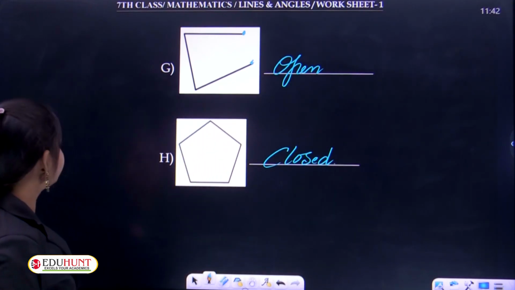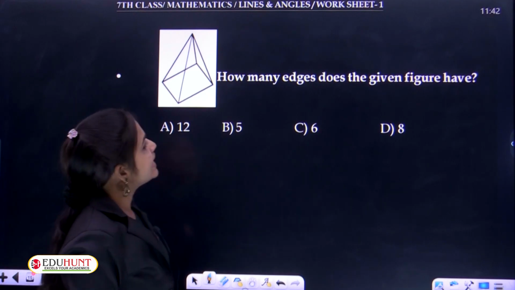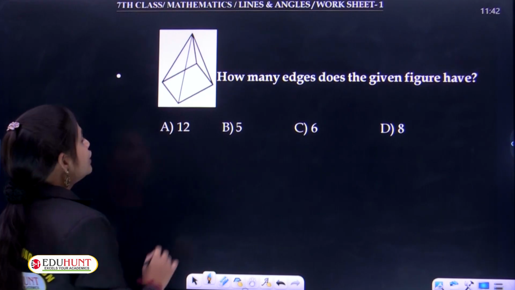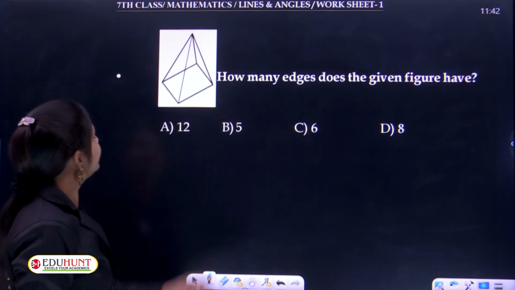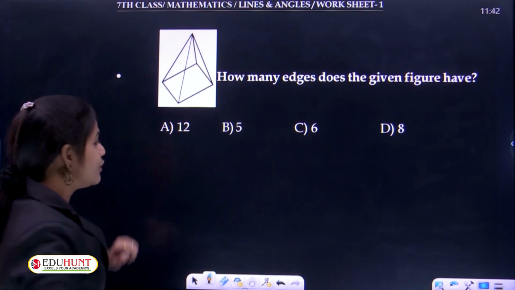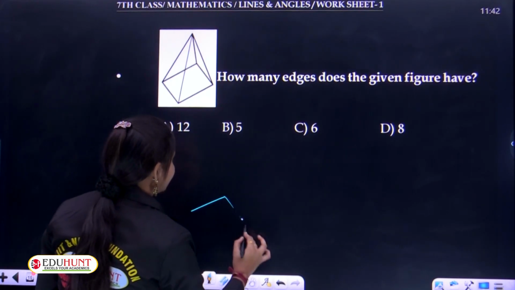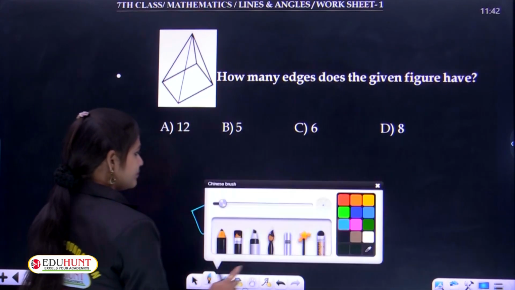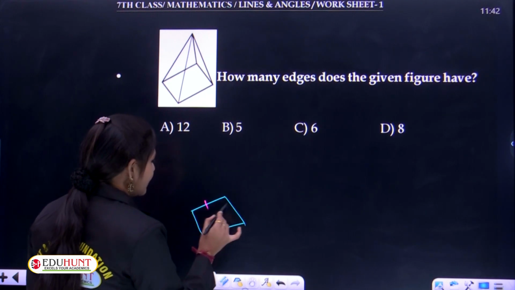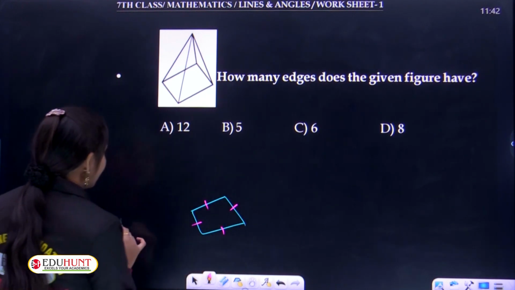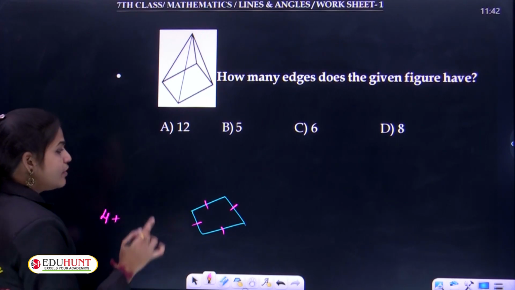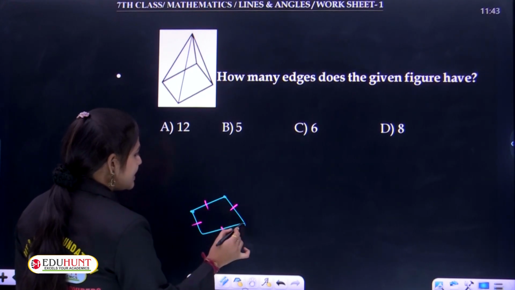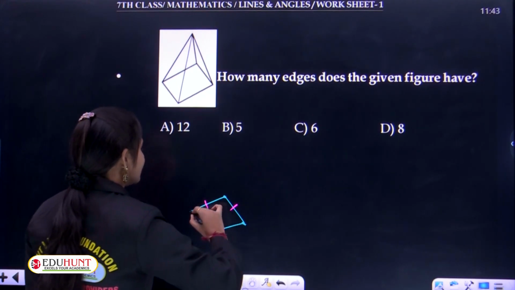Okay. Yes. Here see that. How many edges does the given figure have? So first I am drawing that. Here see that, the base surface is there. That base surface is in the form of a quadrilateral. Here, how many edges are there? Just count that. 1, 2, 3, 4. Here 4 edges are there. Plus, from each vertex, okay, here these are vertices, no? From each vertex, just draw one line segment.